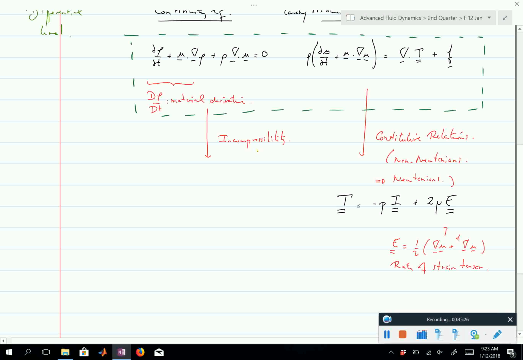Because you have to remember that the incompressibility condition slightly fed into this relationship. This is only true if you have an incompressible flow. If you have a compressible flow, then there is an additional term here which has to do with the bulk viscosity. Right? So if you want to get rid of the bulk viscosity, this comes in when you have compressibility in the fluid.